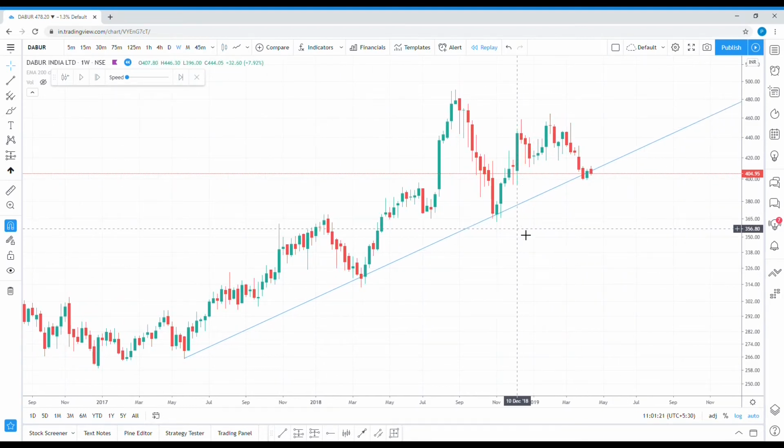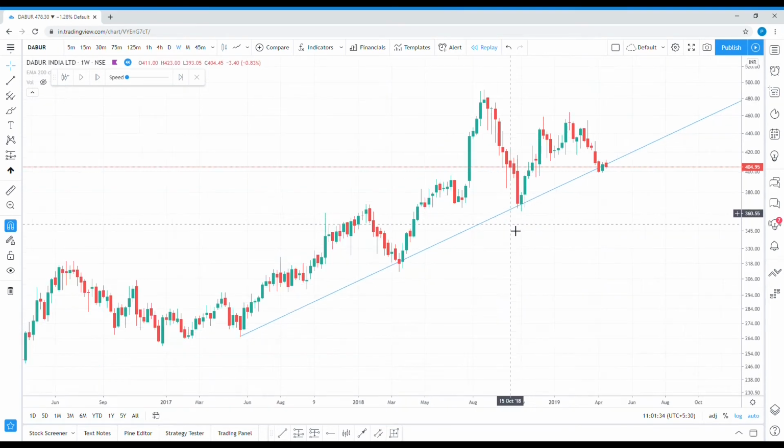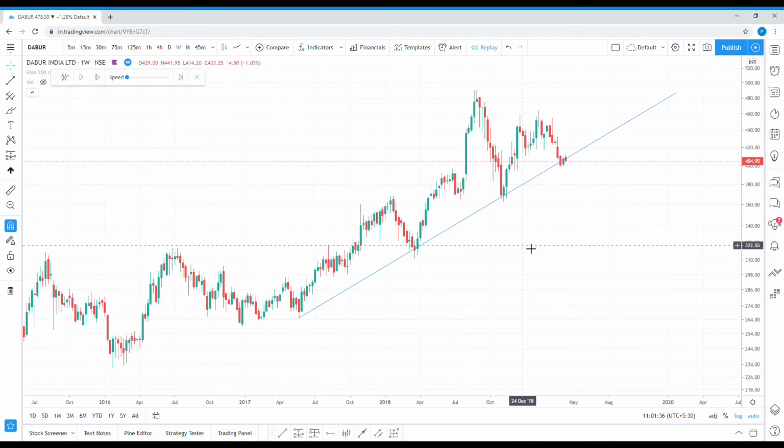So again it went down and took support over here. So the one way is to take the entry when the stock is coming down to the trend line. That is how the uptrend line helps you in taking the entry. Now we'll see the downtrend line.